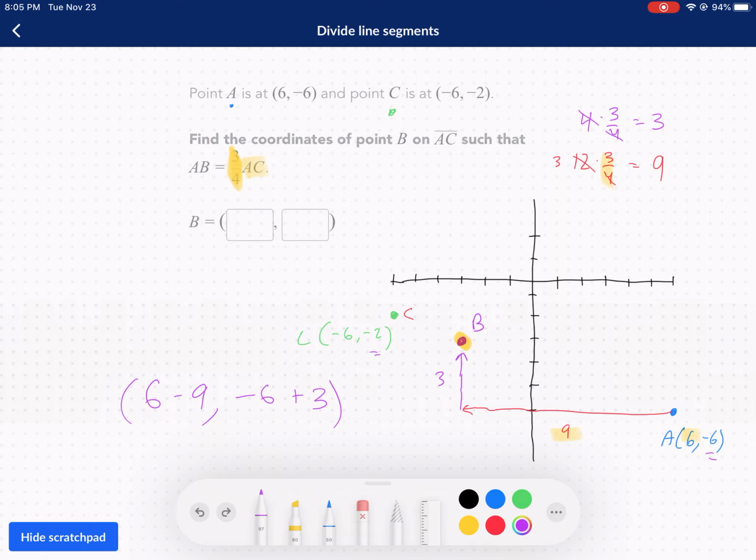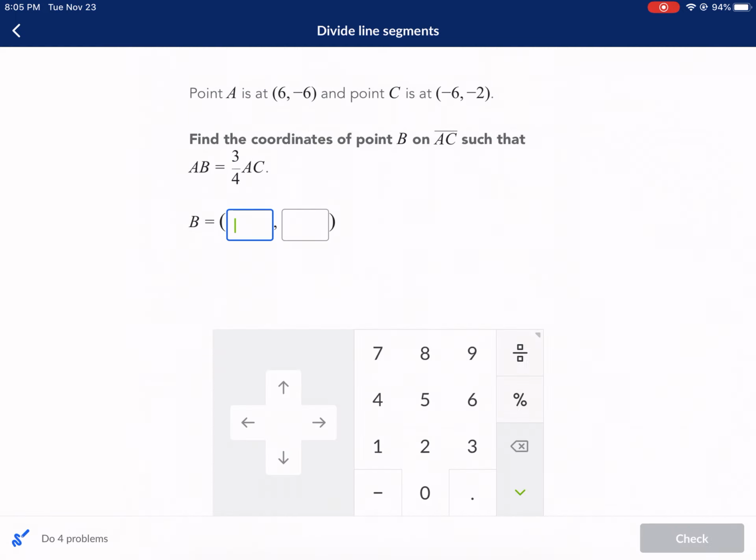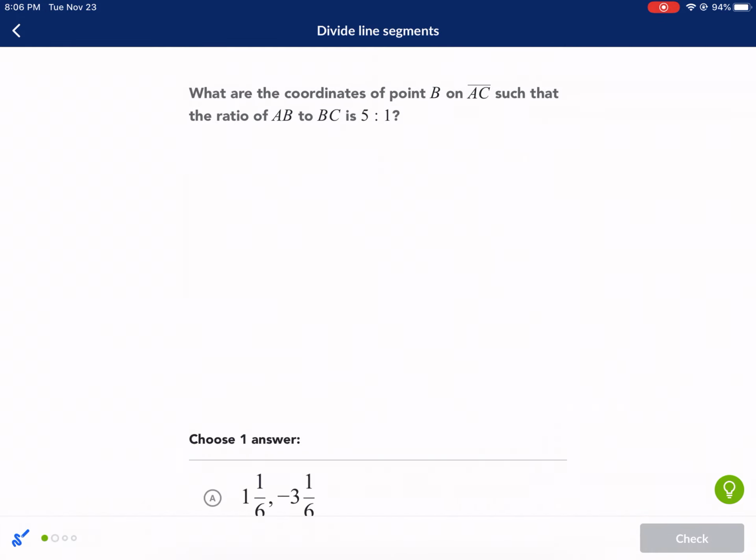So we get 6 minus 9 gives us -3. -6 plus 3, that's -3 also. So -3 comma -3 is the point of B. Okay, visually is honestly the best way to understand this problem. And we're on to the next question.